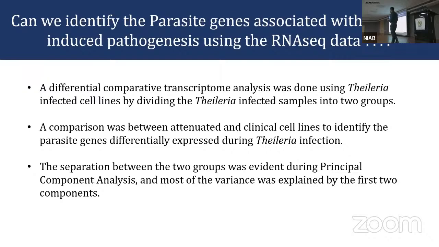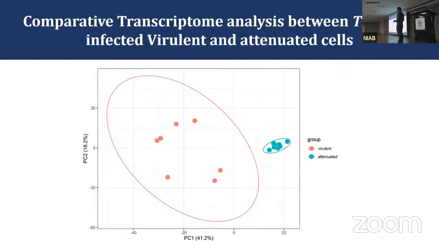Now we move to the parasite study, where we want to understand whether we can identify parasite genes associated with Theileria-induced pathogenesis using the RNA-seq data. For that, we have divided the samples into 2 groups, attenuated and clinical cell line, and this separation was confirmed using a PCA plot, where you can see these 2 groups are clustered differently.